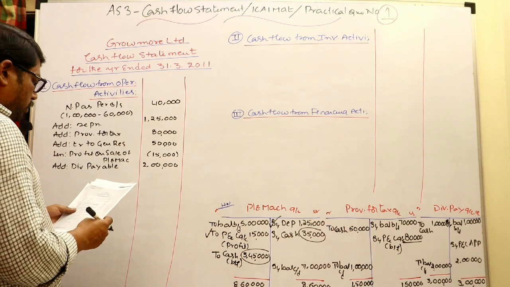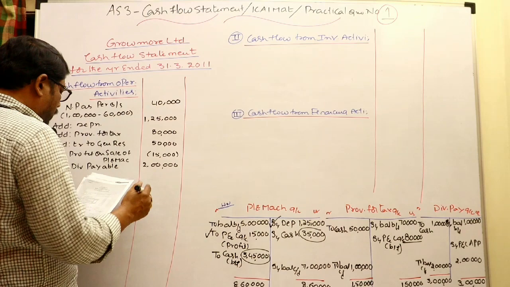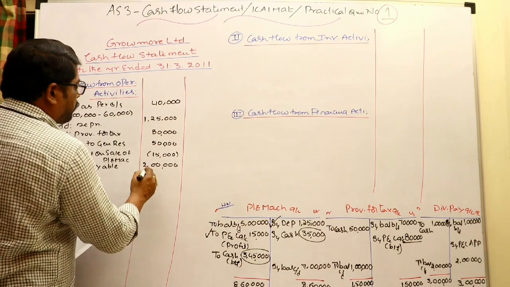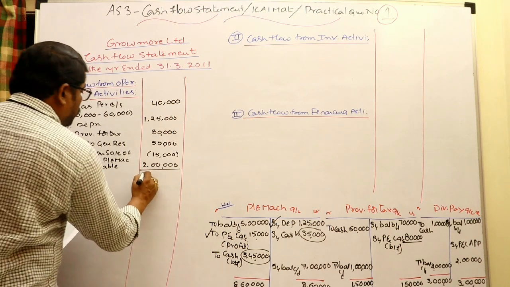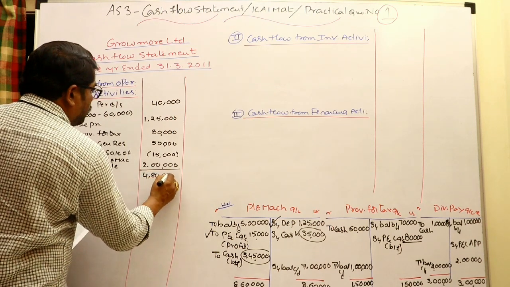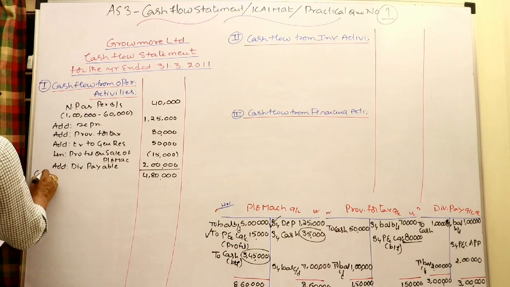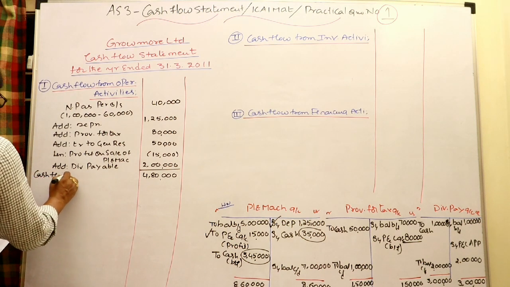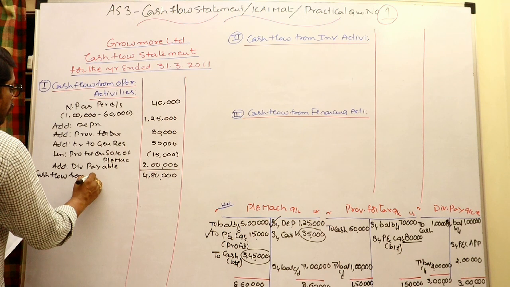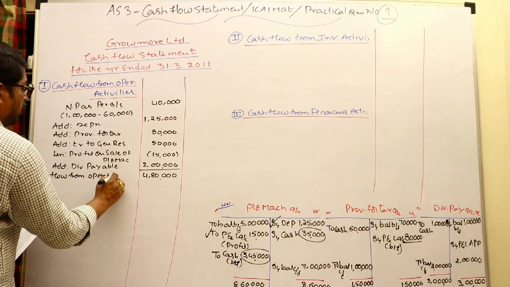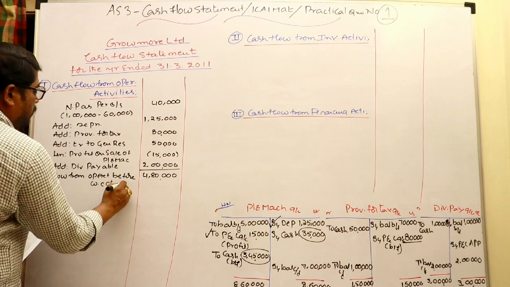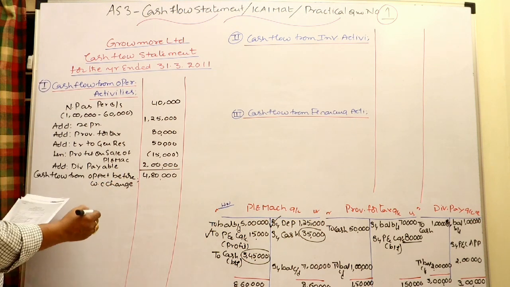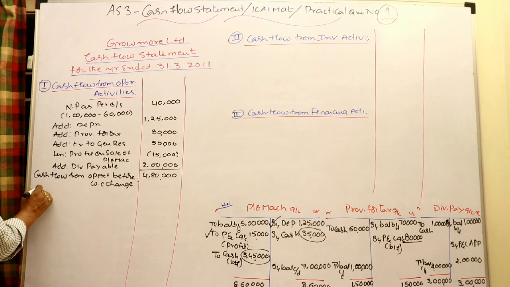Okay, that's all. So these are the items. The resulting amount we can say is 4,80,000. Cash flow from operating activities before working capital change, 4,80,000. Next, add or less working capital change.